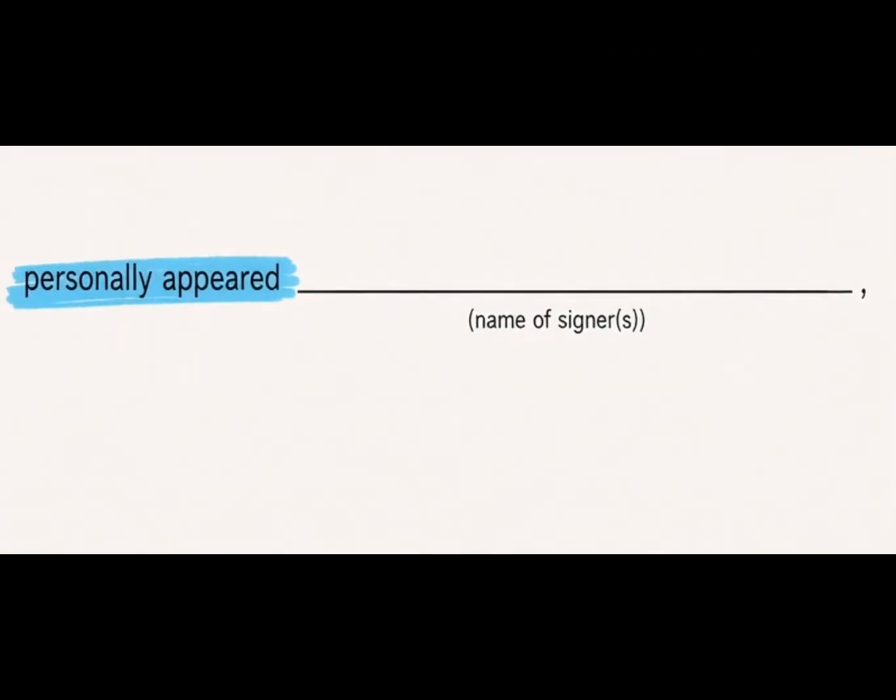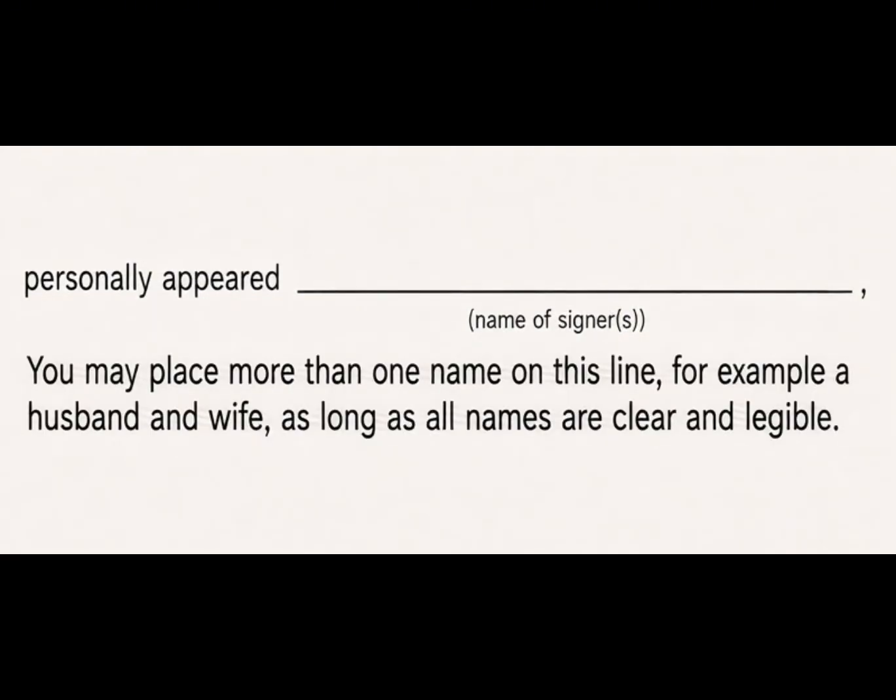In this section, you will write the name of the person who personally appeared before you and presented identification. Only the signer's name goes here. If the names are already pre-printed on the certificate, which is common on loan documents, that is perfectly acceptable, as long as the names match the identification presented by the signer. You may place more than one name on this line, for example, a husband and wife, as long as all names are clear and legible.